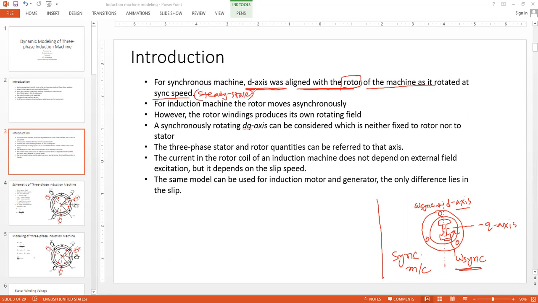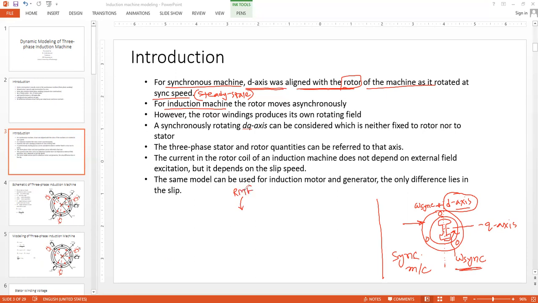Of course, in the dynamic state, it would vary. But in any steady state operating point, the rotor speed would be the same as the synchronous speed. This is for the synchronous machine. For the induction machine, this is never true. Even in the steady state, the rotor would never rotate at synchronous speed, be it a motor or a generator. So we can't assume the same kind of D-axis alignment for the induction machine as we did for the synchronous machine. So there's a problem.